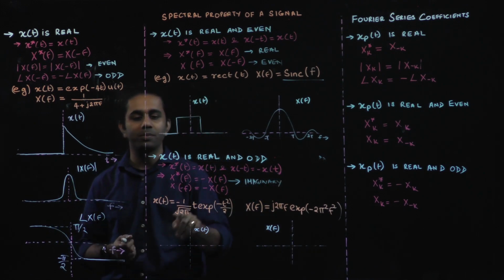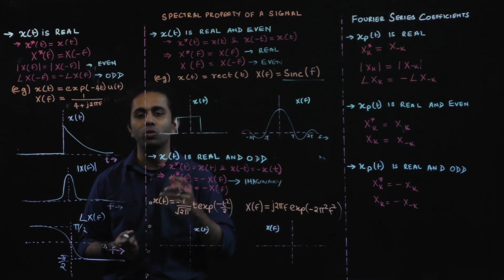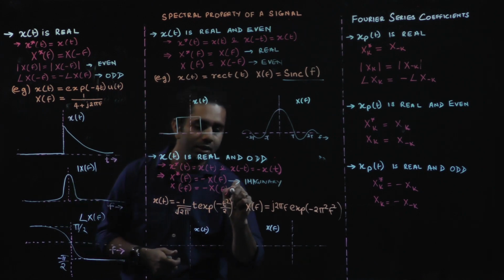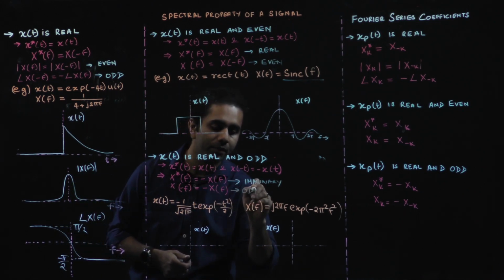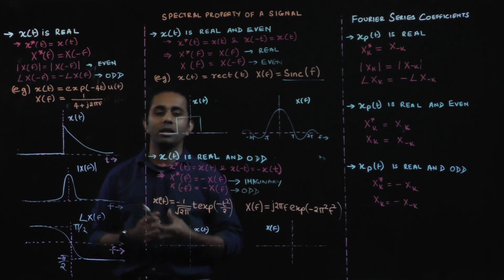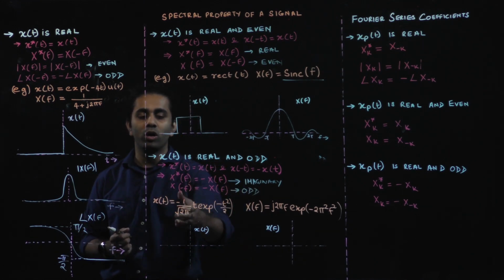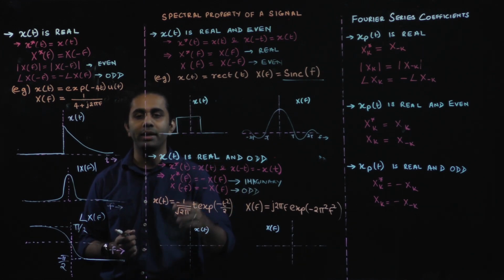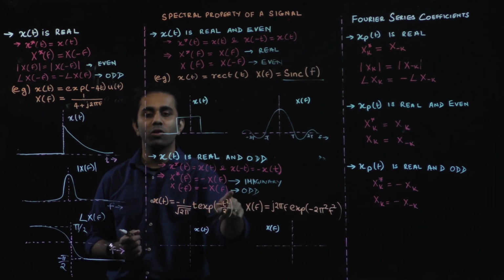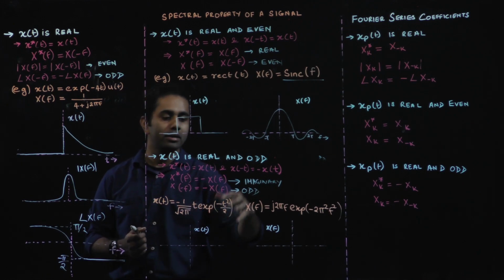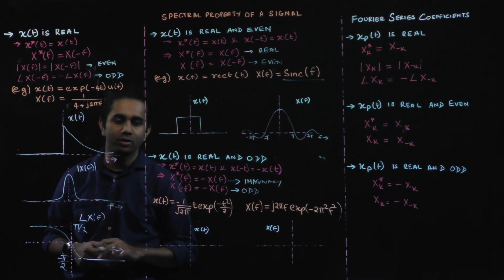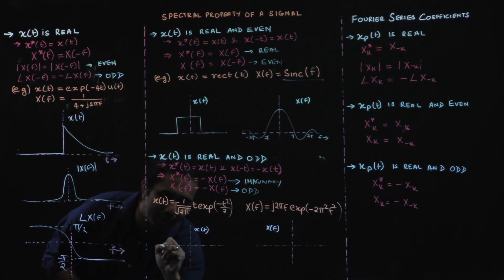And the second relationship is that x of minus f is equal to minus x of f. This gives me odd symmetry. So let's take a signal which is real and odd, which is 1 by root 2 pi into t into exponential of minus t square by 2, and plot it and see what we get here. So this signal here correspondingly looks something like this.